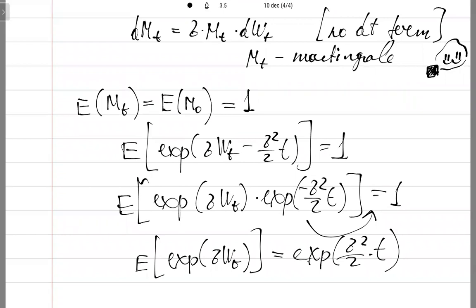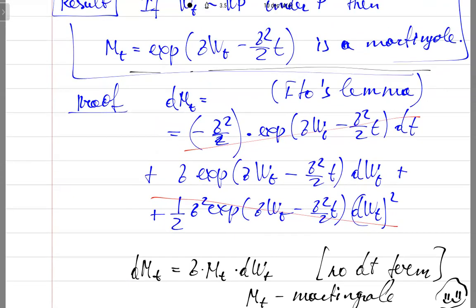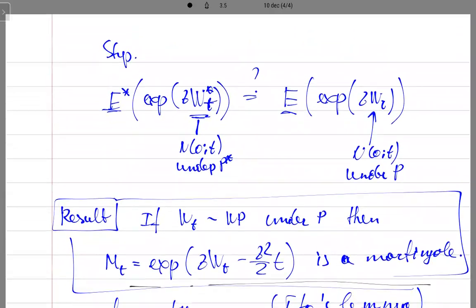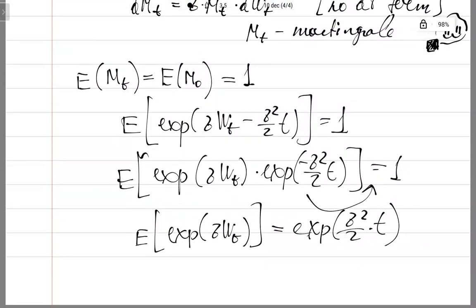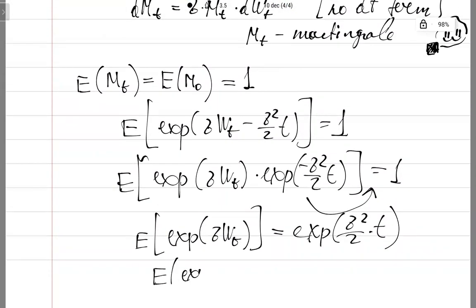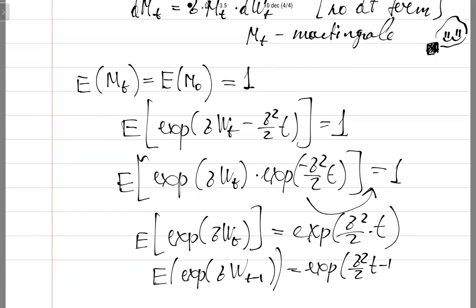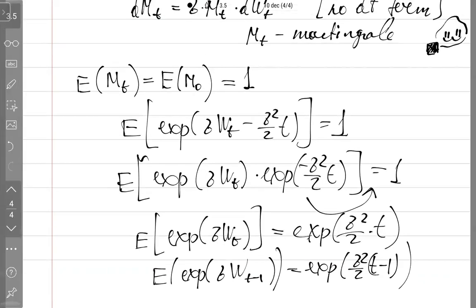That's what you need to calculate. If you change t by t minus 1, it will be the expected value of exponent of sigma squared over 2 times t minus 1. Yeah, I see now. Thank you very much for the explanation and derivation. Okay, any more questions?